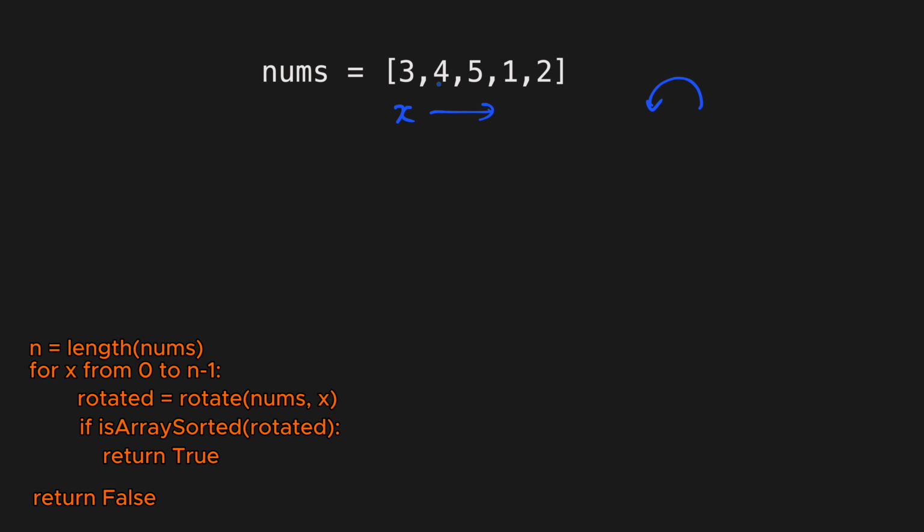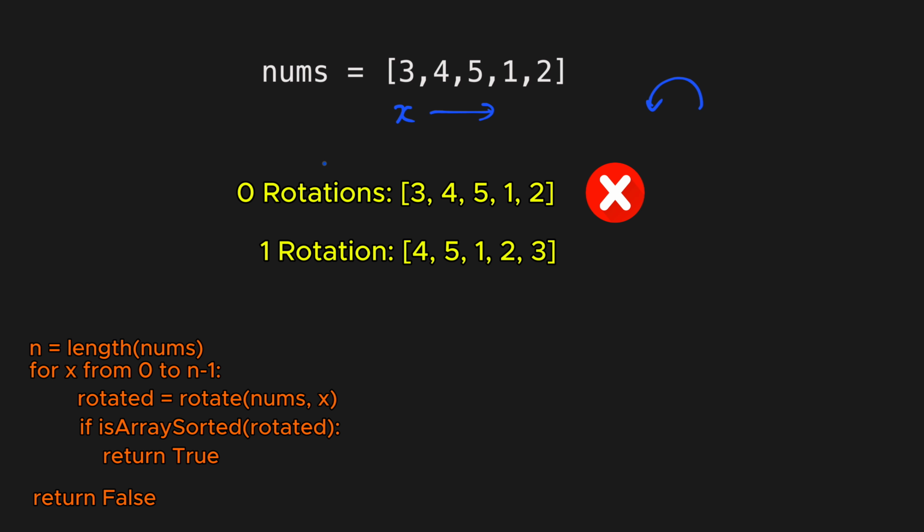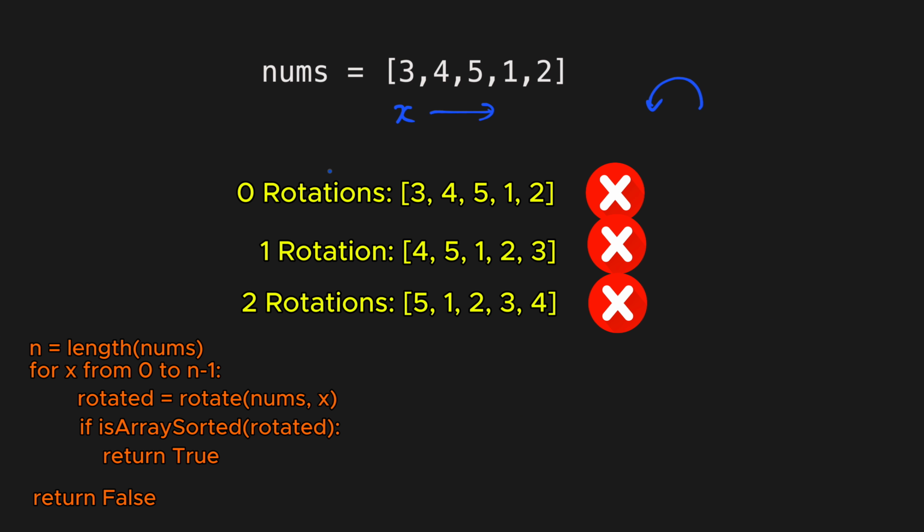For example, for this given nums array, we try to rotate the array starting from 0 rotations to n-1, that is 4 rotations. So if we do 0 rotations, the array is 3, 4, 5, 1, 2, and the array is not sorted. Then we rotate the array to the left by 1 position. So our array becomes 4, 5, 1, 2, 3, and it is yet not sorted. Then we perform 2 rotations. Then we will get the array as 5, 1, 2, 3, 4, which is still not sorted. So now we perform 3 rotations and we will get 1, 2, 3, 4, 5, and this time the array is actually sorted. So we will return true in this case.